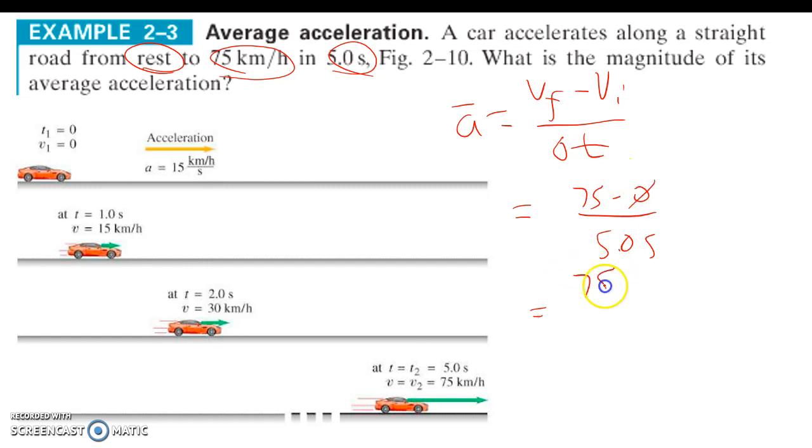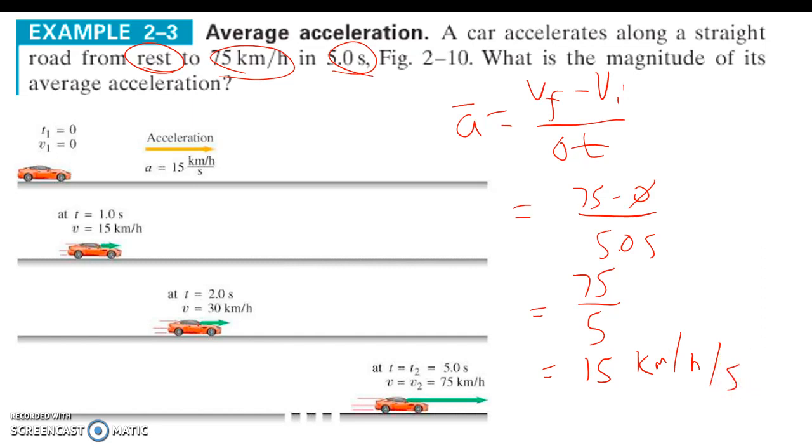So we get 75 over 5. And it turns out that when we take 75 divided by 5, we get 15 kilometers per hour per second.